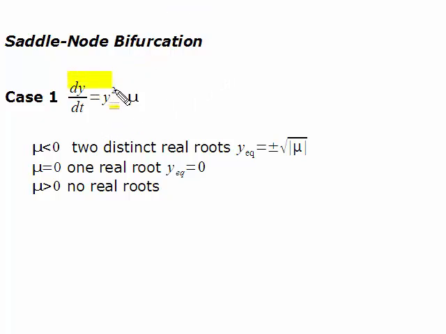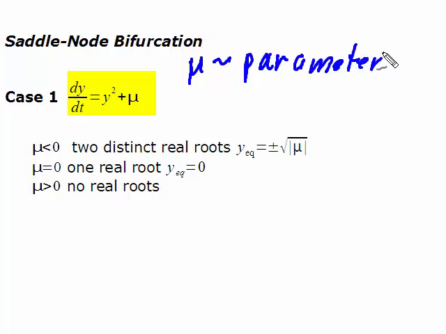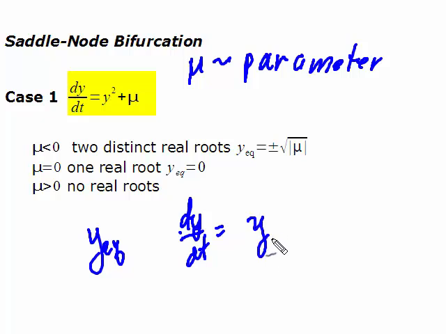To demonstrate the pitchfork, we'll use this differential equation. dy by dt equals y squared plus mu, and mu is just the parameter. So for the first step, we have to find the equilibrium values. So y equilibrium are the values of y such that dy by dt, which is y equilibrium squared plus mu, equal to 0, and we're only going to look for real numbers.